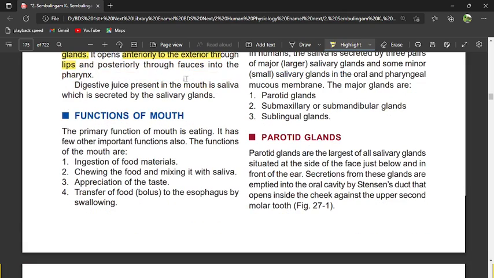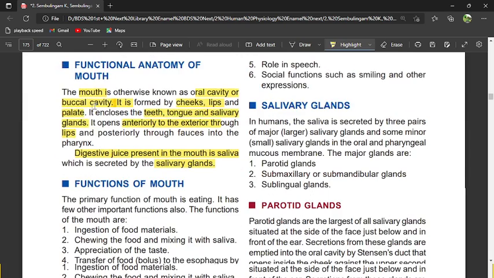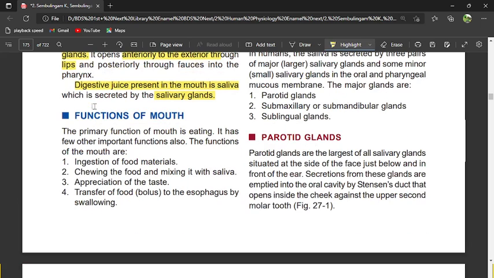You know the digestive juice in mouth is what? Saliva. So that saliva, where is it coming from? The salivary glands, which is the digestive juice. Remember, saliva is a digestive juice. So let us see the functions of mouth. After that we'll go to salivary gland.